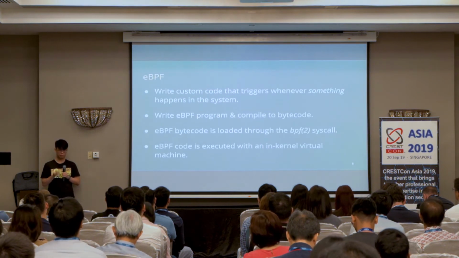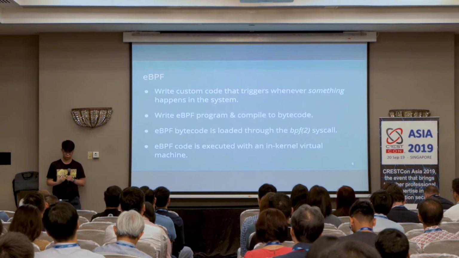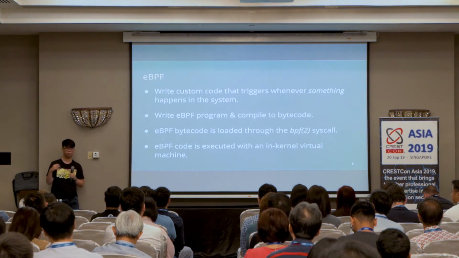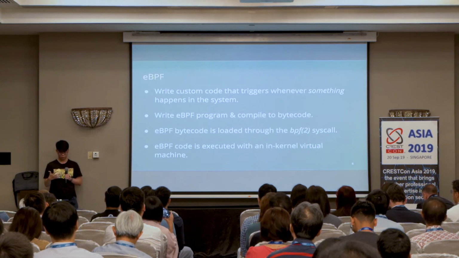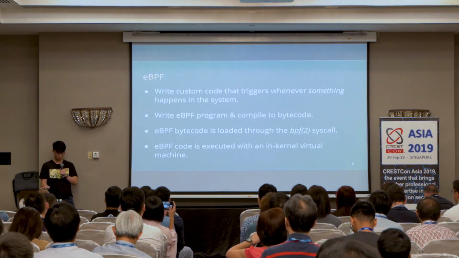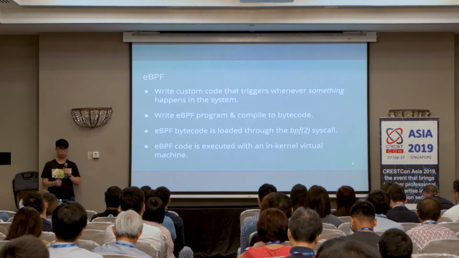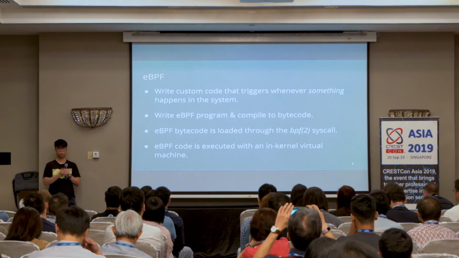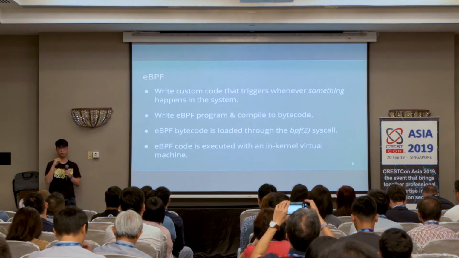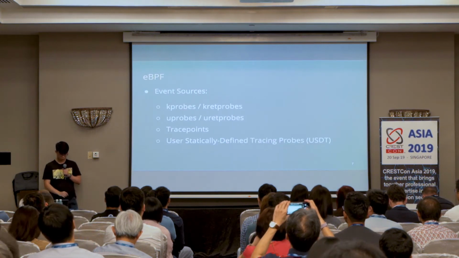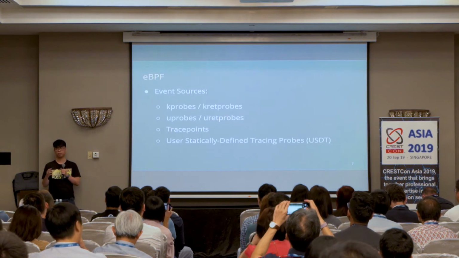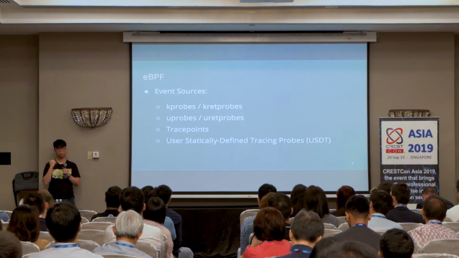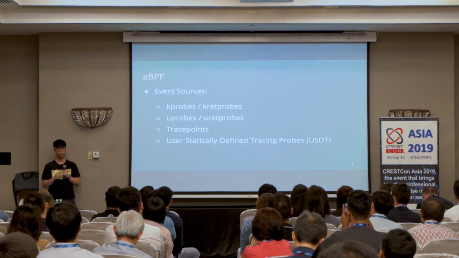The idea of eBPF is that you write some custom code that triggers whenever something happens in the system. The workflow of writing an eBPF program is you write code, you use the compiler to compile it into bytecode, you load the bytecode into the kernel through the BPF syscall, and you execute the bytecode in the kernel whenever something happens. There are 4 different event sources that you can attach an eBPF program to. You have something called kprobes, you have uprobes, you have trace points, and you have USDTs.